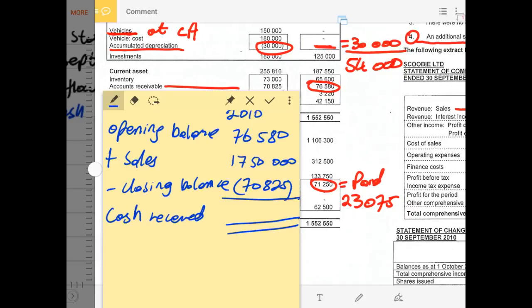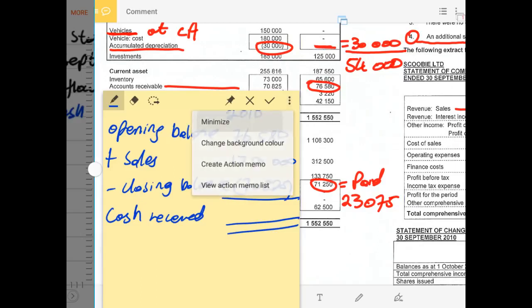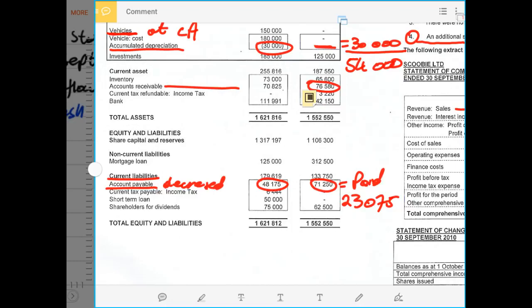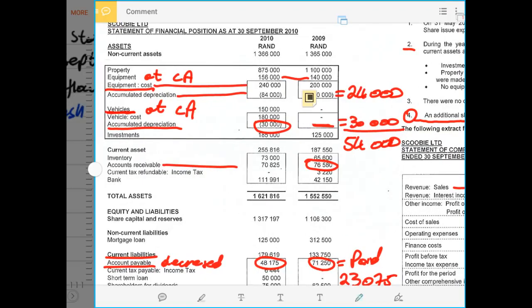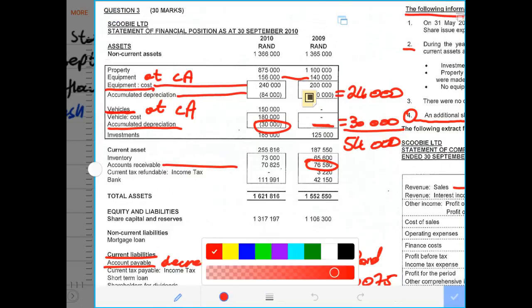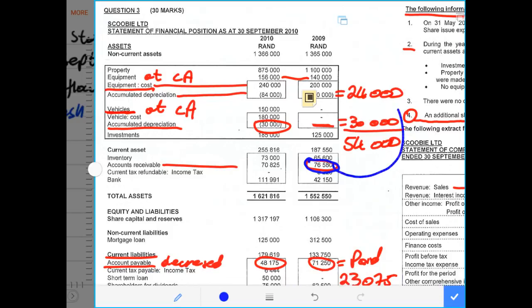Why will this be cash received from customers? It is because if you see in the account receivables, we have an opening balance. As we have seen, it was 76,580 in the year 2009. That became the opening balance in 2010. Take note of that. This was a closing balance. Let me highlight this with a different color. This was the closing balance in the year 2009, and the closing balance becomes the opening balance in the year 2010.